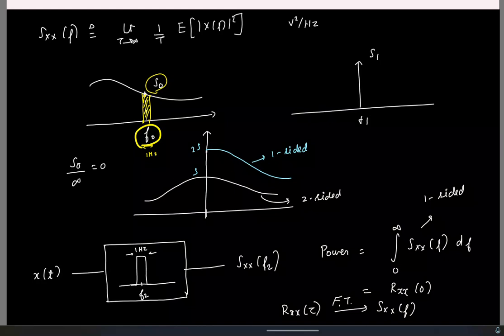So the takeaway from all the discussions is that we'll be using power spectral density, it's a density function. So it has units of volt square per hertz. And the physical intuition is that if you take the power in the signal at a frequency in a 1 hertz bandwidth, that gives my power spectral density.